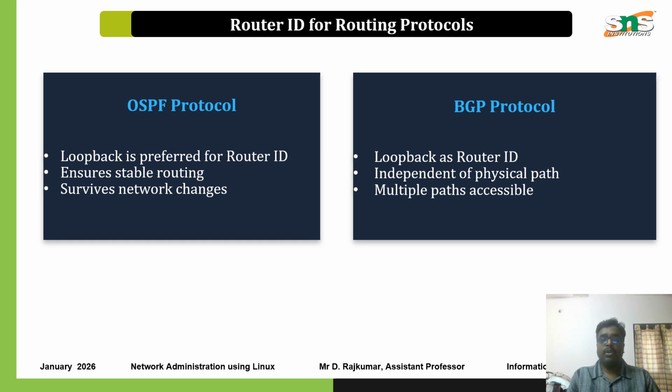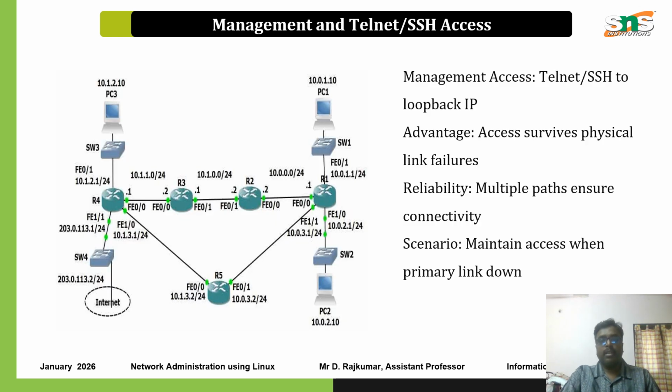In the Border Gateway Protocol, the loopback works as a router ID, and it is independent of the physical path since it is a logical entity, and it also supports access over multiple paths. The management is done by either Telnet or SSH to the loopback IP. The advantage is that it survives physical link failures and helps us connect very easily. Since multiple paths are implemented, it always makes sure that connectivity is available.